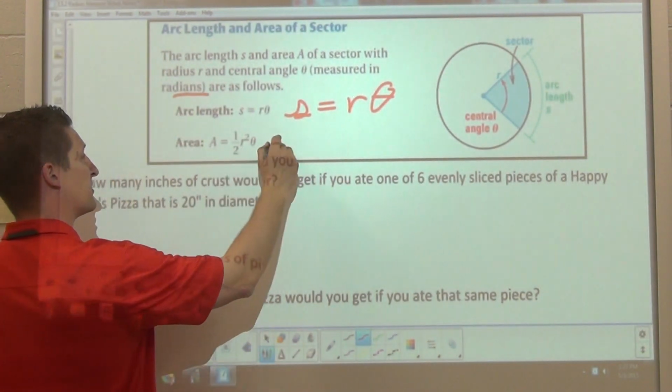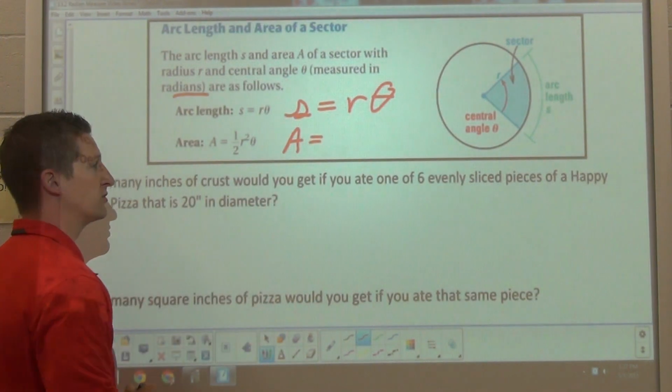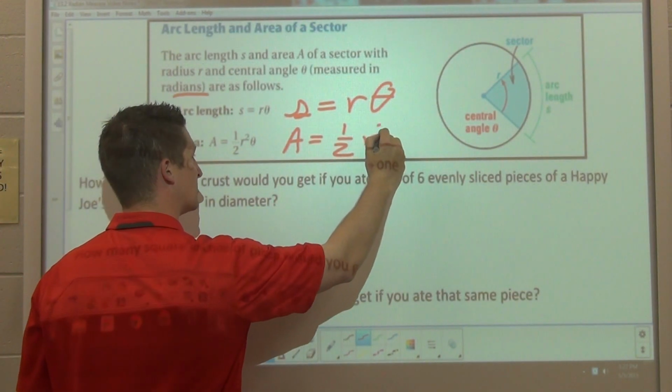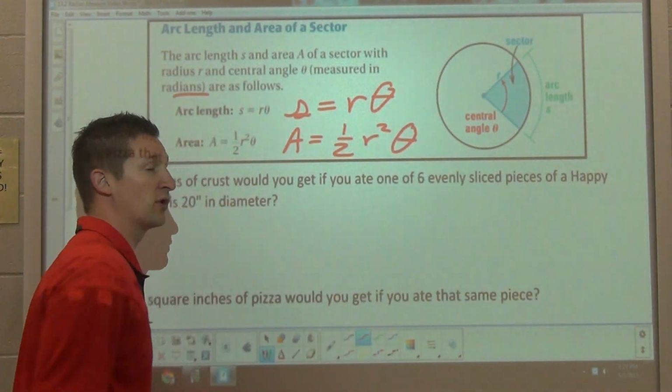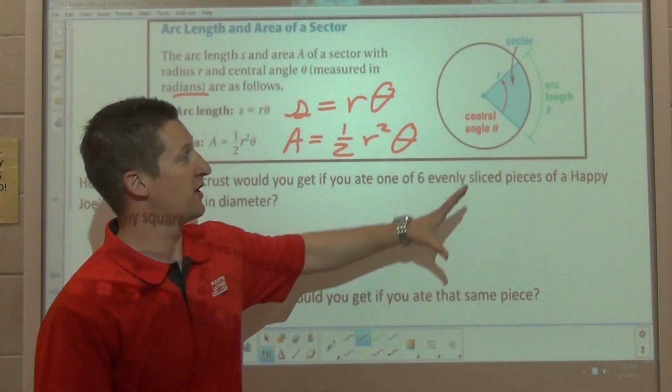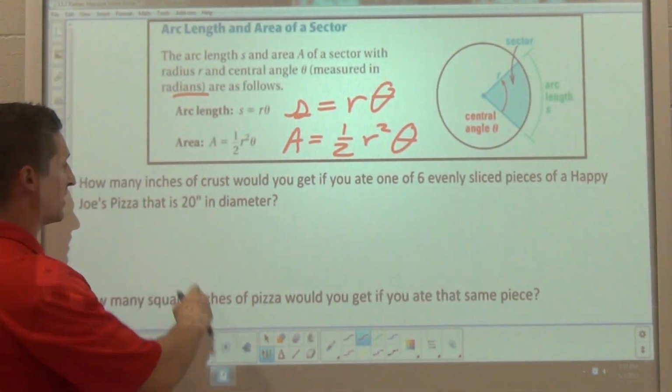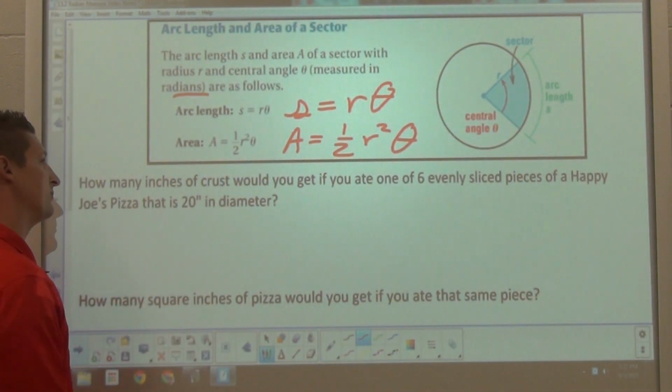I also want the same thing for area: there's an area formula that I can use for the area of a sector. It'd be equal to 1/2 the radius squared times theta, again where theta is the central angle measured in radians. Now using that right here, we'll answer the same problem using those formulas.